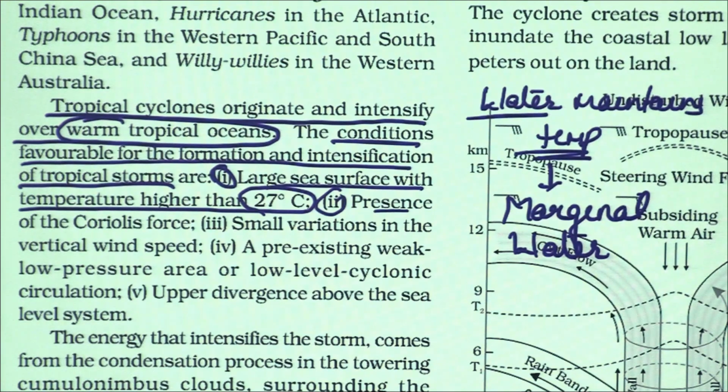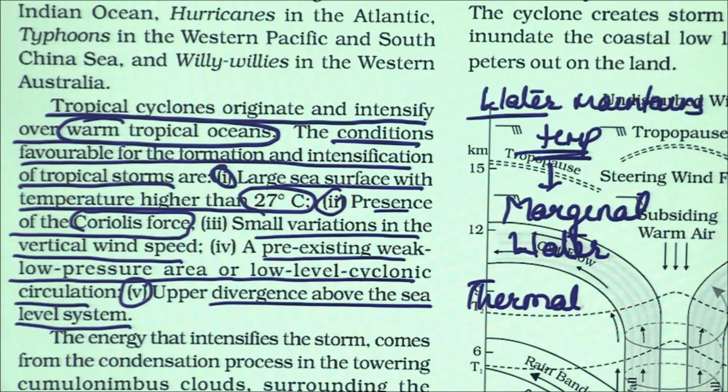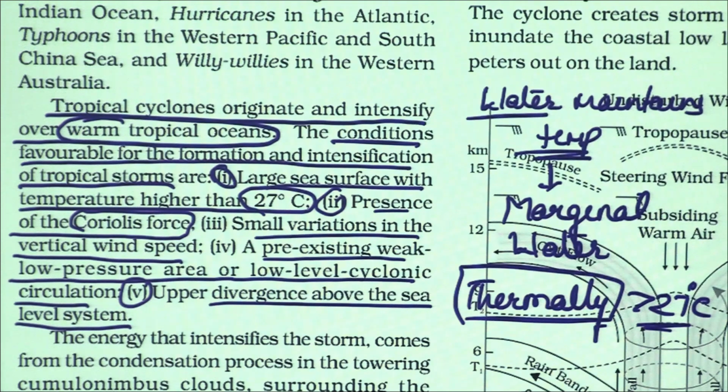Number 2 says presence of Coriolis force. 3 is small variation in vertical wind speed, and 4 is a pre-existing weak low pressure area or low level cyclonic circulation, and 5 is upper divergence above the sea level system. Now to understand it, number 1 becomes very evident, that I require high temperature because it is a thermally induced system. So if this thermally induced system requires temperature of more than 27 degrees Celsius, why is it essential for me to talk about marginal water? Because I attain entire of my energy from release of latent heat. So there is the requirement of moist air column. That is the reason water bodies.